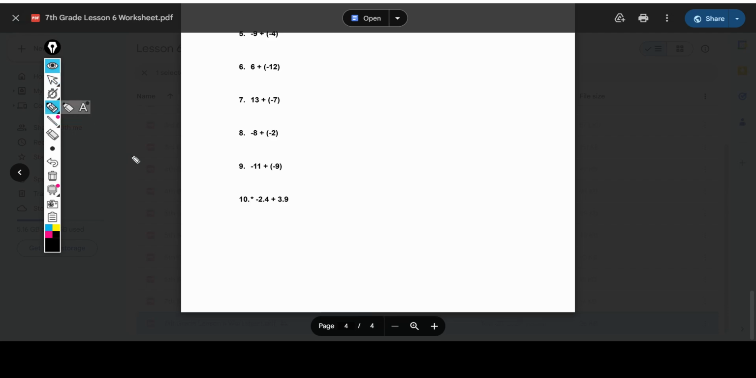And lastly, negative 2.4 and positive 3.9, that gives us 1.5.